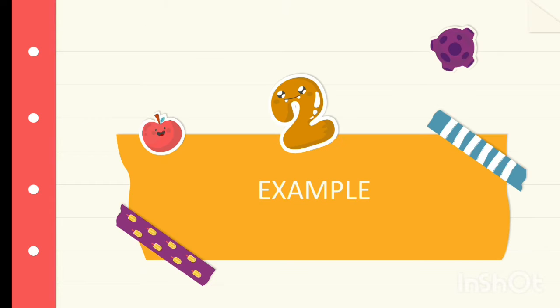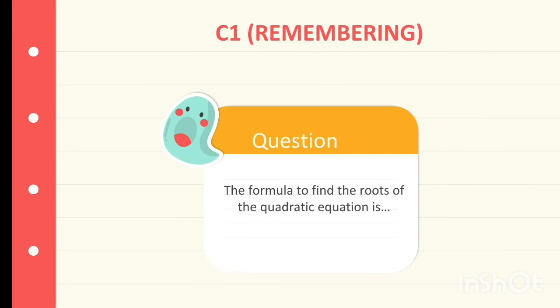The next one is about examples of Bloom's taxonomy. First, C1, remembering. The example of a problem is the formula to find the roots of the quadratic equation. The reason why it is C1 is because the instruction of this question is to recall the formula for the roots of a quadratic equation. The verb recall is included in cognitive domain C1, remembering.